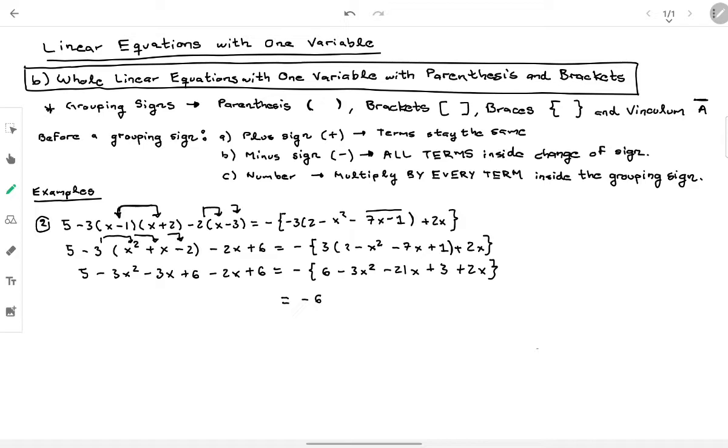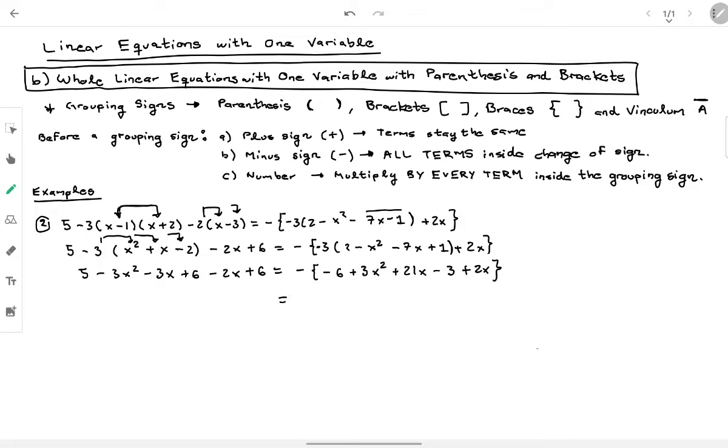I'm sorry, here I made a mistake because here it was a minus 3. So let's do again this part. I'm sorry. So let's see. In this part, it's a minus 3 that's multiplying every term inside the parentheses. So it's going to be minus 6 plus 3x squared plus 21x minus 3 plus 2x.